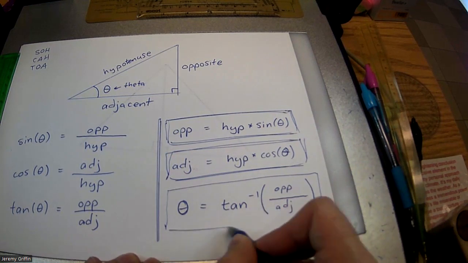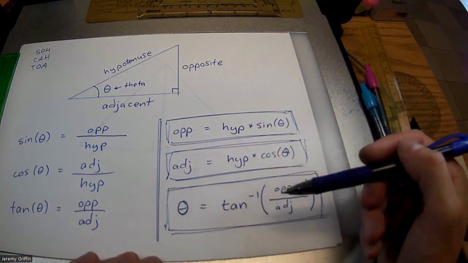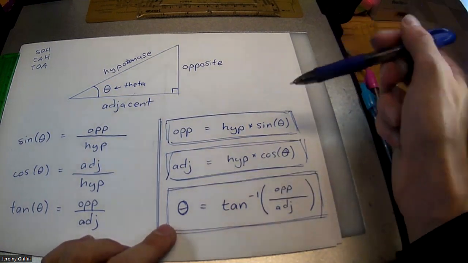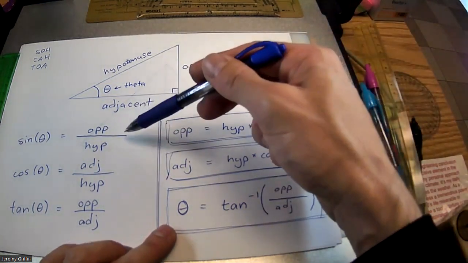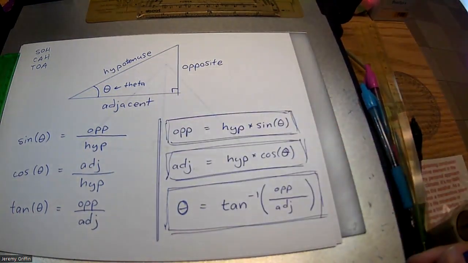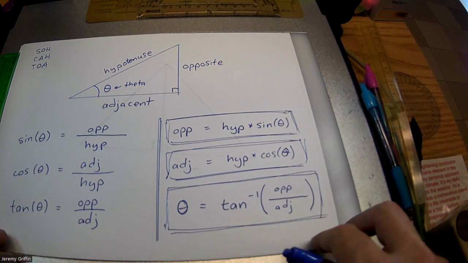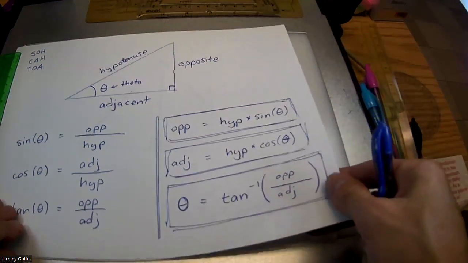You could do a very similar thing with sine and cosine. So theta is also equal to inverse sine of opposite over hypotenuse. Theta is also inverse cosine of adjacent over hypotenuse, right? So you can, more often than not, I'll do inverse tan to get the angle though, so like that.